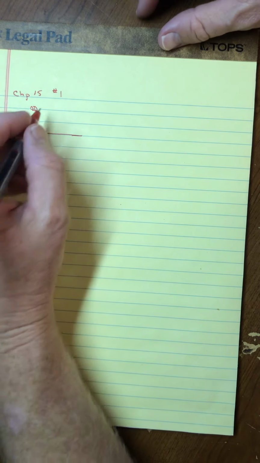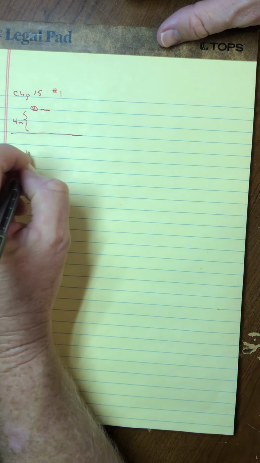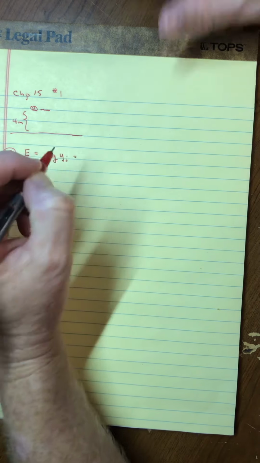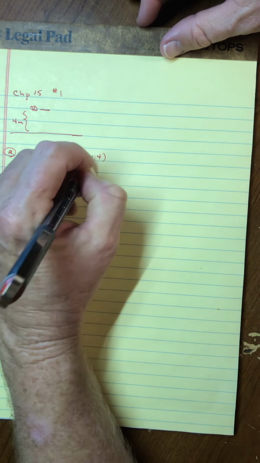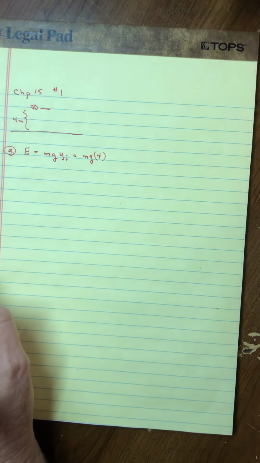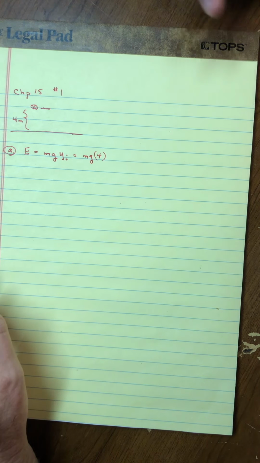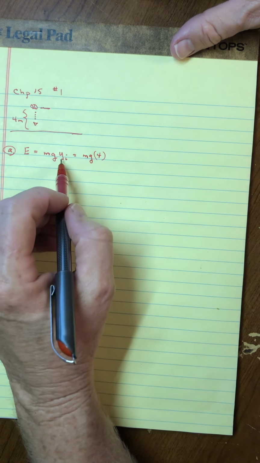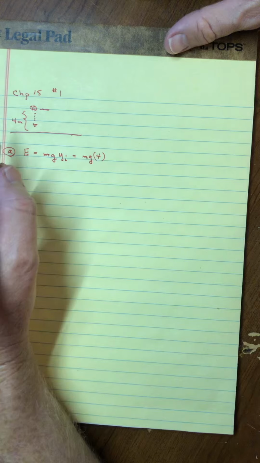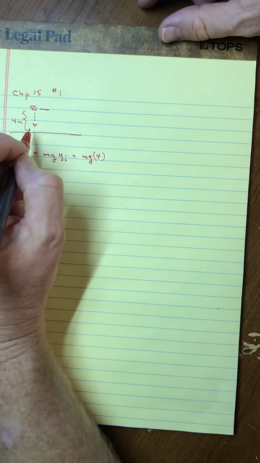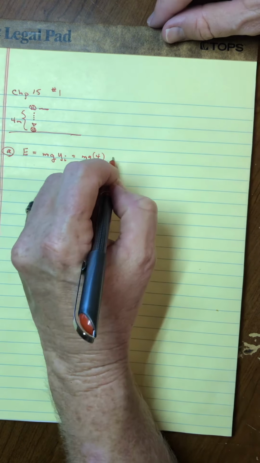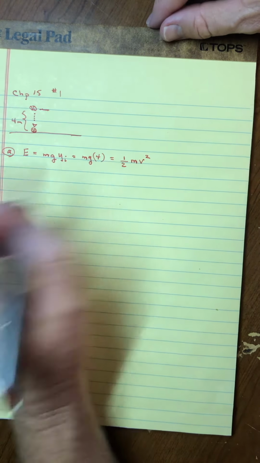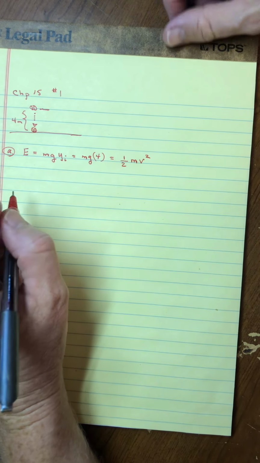So you might start off by saying, okay, up here at the top, the energy, I'll go E for energy, is mgy initial. You might even argue that y initial is 4 meters. Okay, so that's the starting energy. And as it falls, then it would have less potential energy but more kinetic energy, but none of it goes to heat. So right before the impact, you could say this would be 1/2 mv². That's where all that energy goes, because again, they said no air resistance.